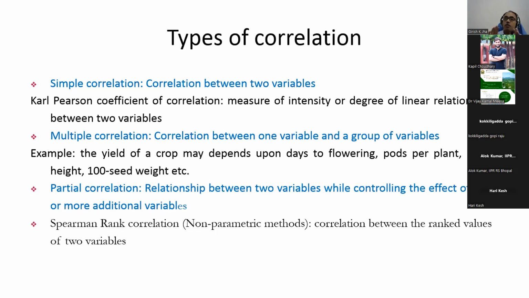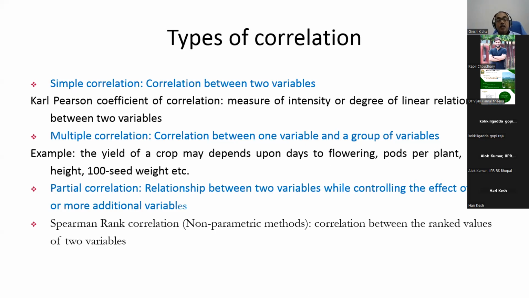Of course, in the case of correlation as such, there is no concept of dependent and independent variable. You have two variables, and you can use either one. So it's not like a dependent variable. Similarly, when you are talking of multiple correlation, you have one variable and you try to find the correlation with a set of other variables.